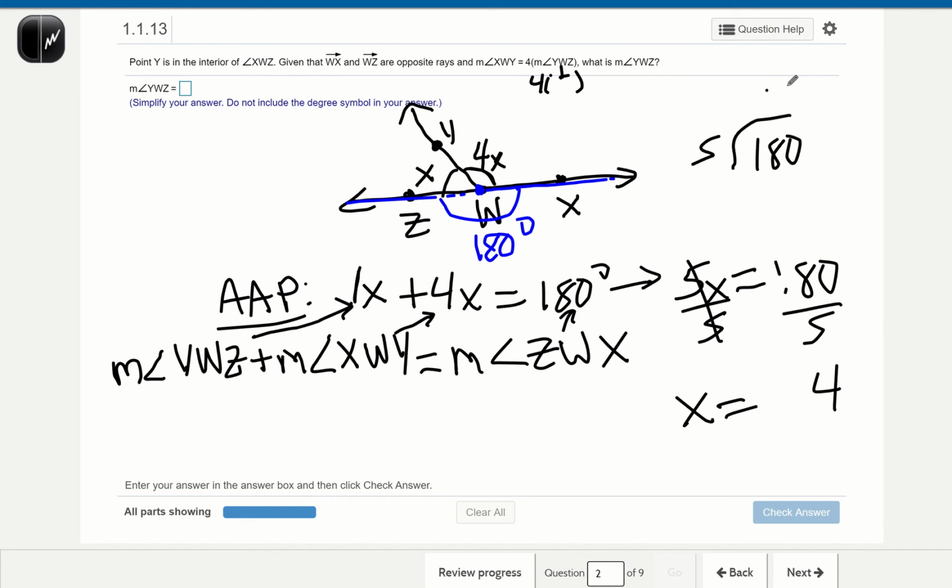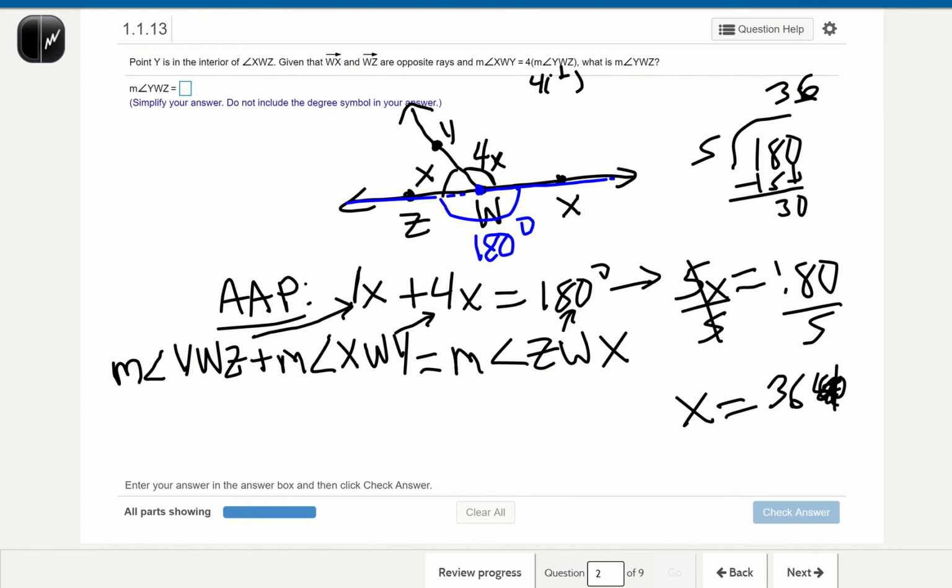5 goes into 18 3 times. And then 5 goes into 30 6 times. So it's going to be 36 here. This should actually be a 6, so let's cross that out. x should be 36. So x is 36, but what is x?